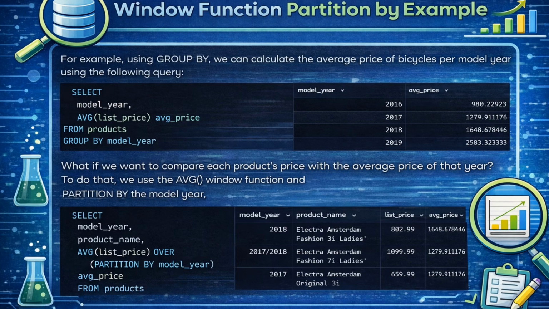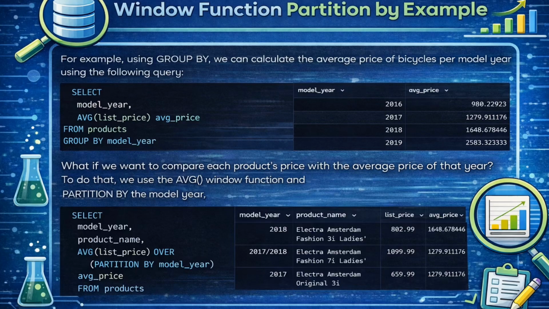Now, what if we want something more powerful? What if we want to compare each product's price with the average price of its model year without losing individual row details? That's where window functions come in. We use the average function with over and partition by. Here's the query. Select model year, product name, and average of list price over partition by model year as average price from products. This keeps every product row intact while also showing the average price for its year.